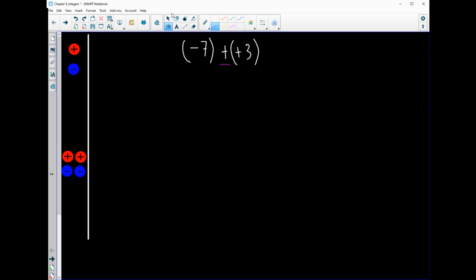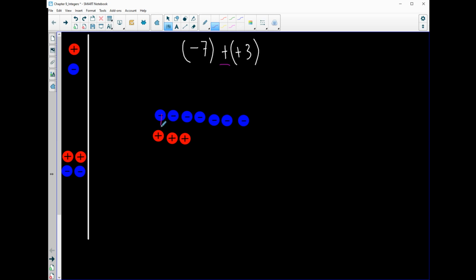So we'll model this equation again by going negative 7. So we'll get 7 negatives: 2, 4, 6, and 7. And we're going to add to that positive 3. One of those, 3. Okay, and then we'll go ahead and make our zero pairs.